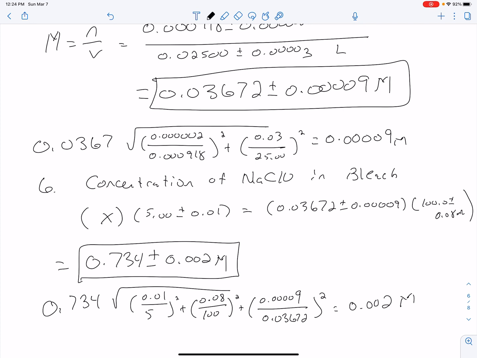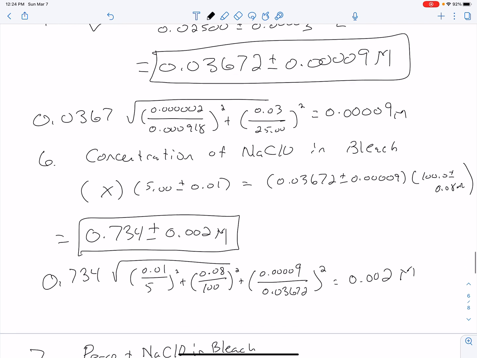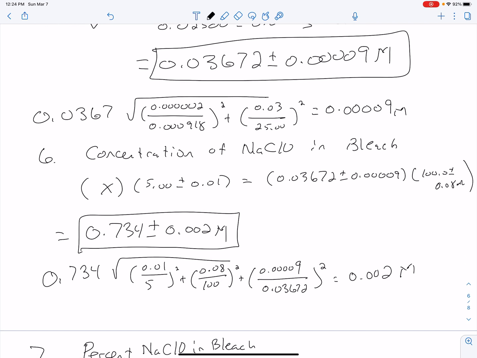Again, remember, the only one that's changing is what you saw in the 0.03672. When I did that, I got 0.734. To find my uncertainty, I took the 0.01 over 5 squared, that's the 5 milliliter pipette, the 0.08 over 100 squared, that's the 100 milliliter volumetric flask, and the 0.00009 over 0.03672 squared, that is my diluted solution. Square root of that, multiplied them by the 0.734, the concentrated bleach, and I got 0.002. And so now I have the concentration of the NaClO in the Clorox bleach.